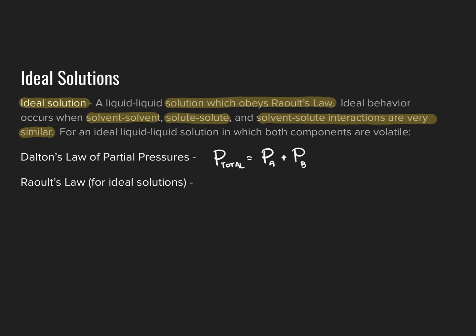Now, in formulating Raoult's law for an ideal solution, we find that the total pressure of the gas phase system is going to be equal to the mole fraction of the first volatile component, species A, multiplied by the partial pressure of that gas as a pure solvent, plus the mole fraction of the second volatile component, component B, multiplied by the partial pressure of component B as a pure solvent.